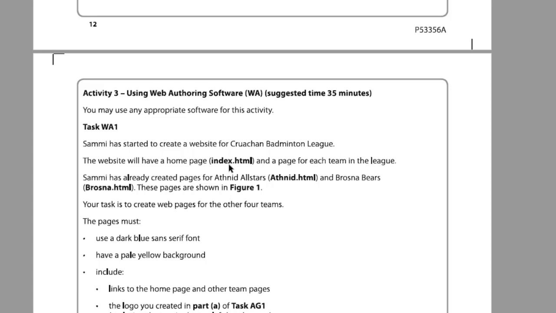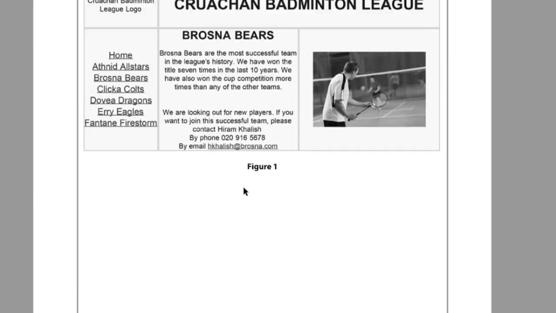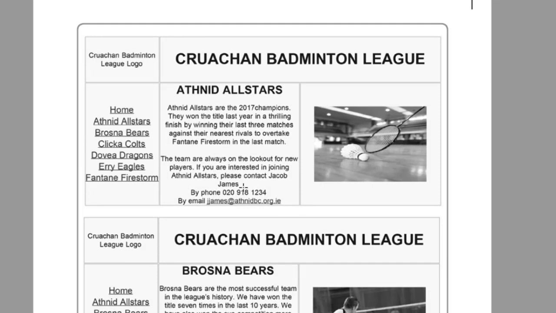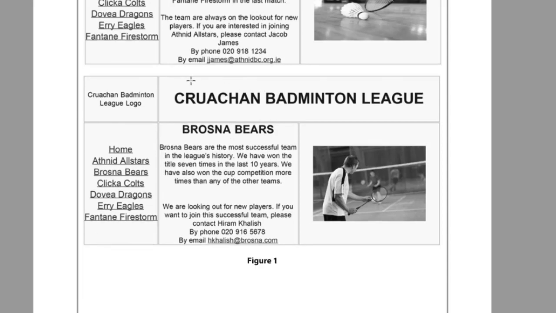Now for web pages, remember they usually have a .html extension to show that this is a web page. So Sami has already created pages for Athlete All Stars. The page is called athlete.html. Has created another one for Brosna Beers, and that's brosna.html. So these pages are shown in figure 1. So figure 1 is the one that is up here, and you can see we have a page for Athlete All Stars, this top part here, and then the other one on Brosna Beers.